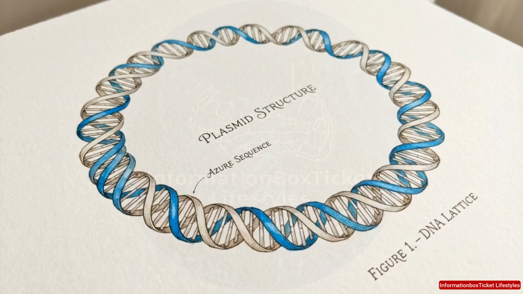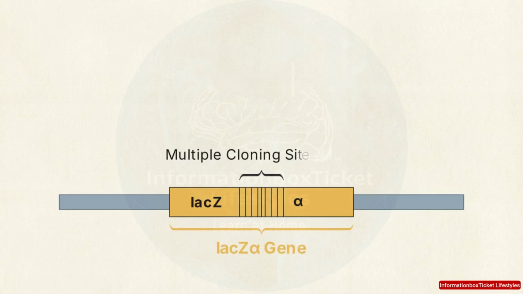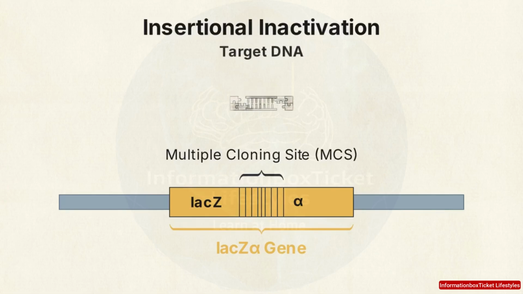To solve this, researchers developed the pUC19 vector. It introduces an elegant biological logic gate that resolves this blind spot instantly. This diagram shows the architectural trick of pUC19. The vector's multiple cloning site is embedded directly into the center of the coding region for the LacZ alpha gene. This utilizes a mechanism called insertional inactivation.